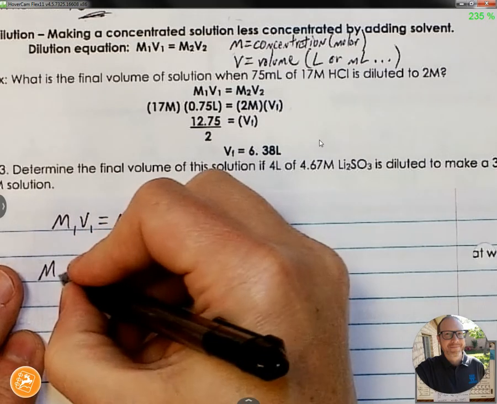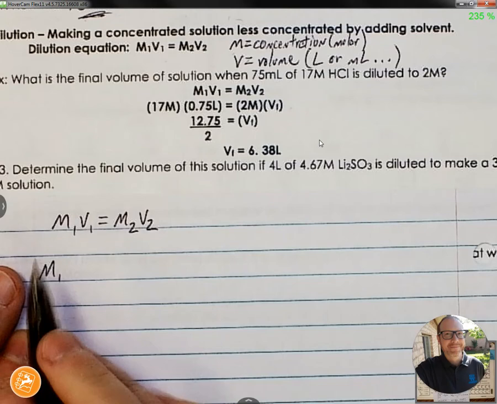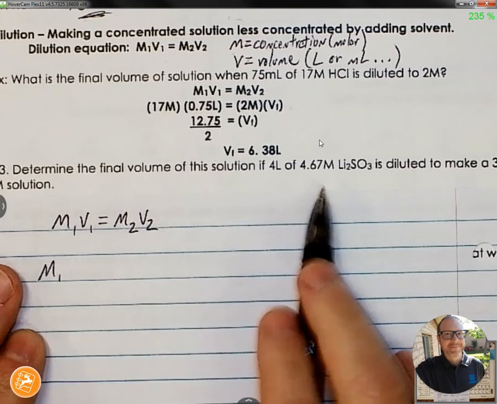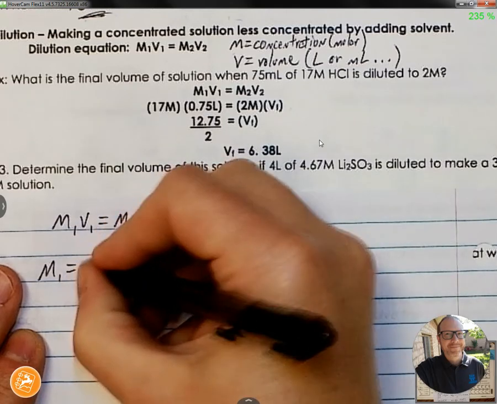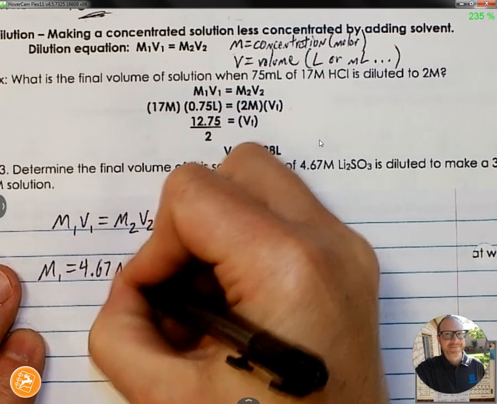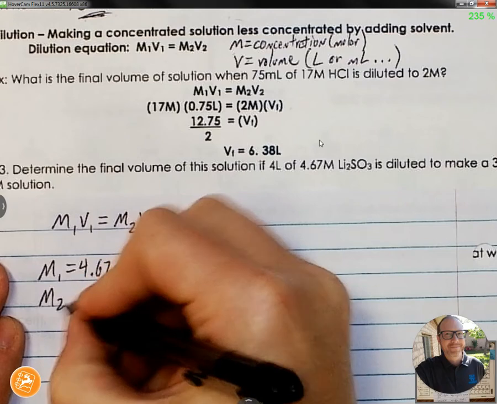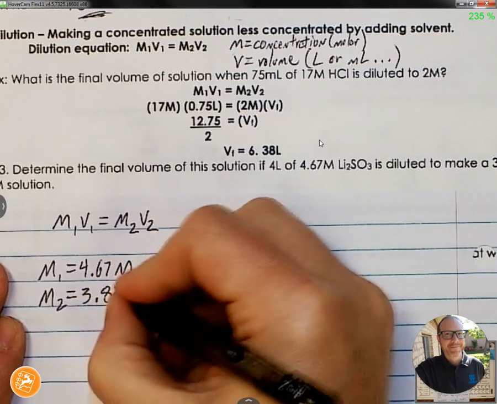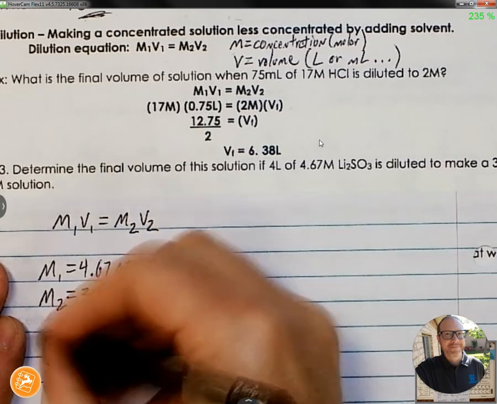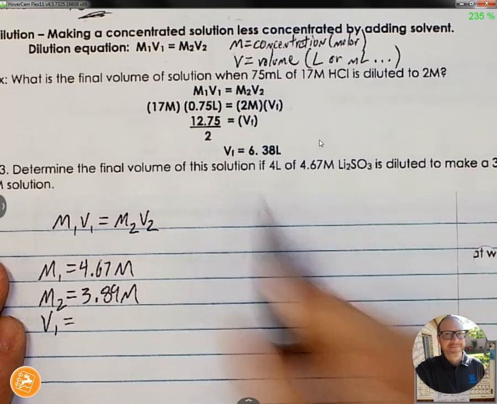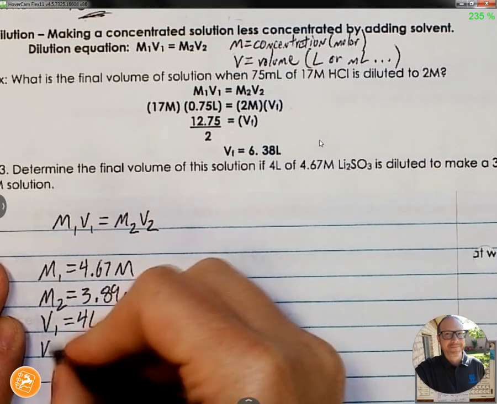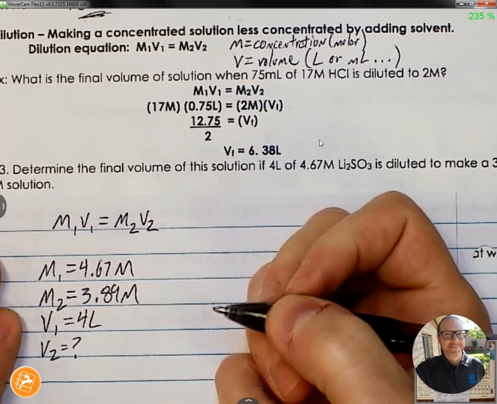What is M1, the starting concentration? 4.67. Good, 4.67 molar. Okay. What's M2? What's our final molarity? 3.89. Good. V1 they give us is 4 liters. And V2, we don't know yet.